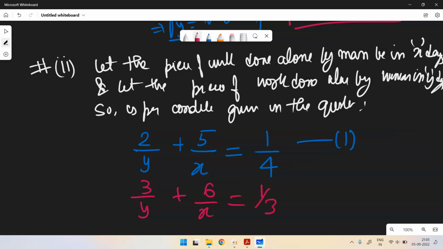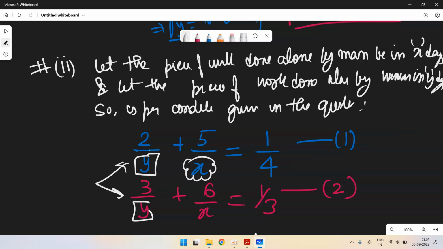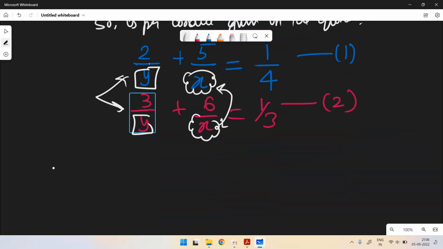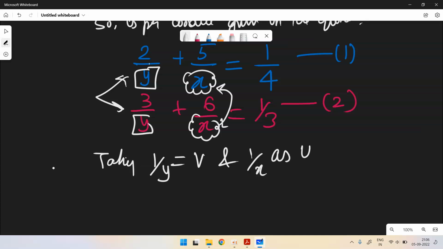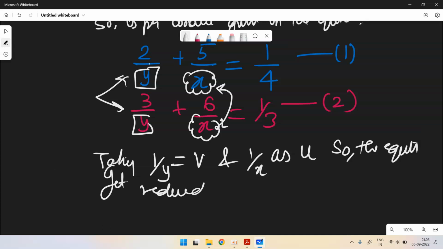1 by 3 days it gets completed. So this is my second equation. Now if you see this, there is 1 by x and 1 by y in the denominator in both the equations. So by now you must have understood what you need to take. Taking 1 by y as v and 1 by x as u, the equations get reduced to the linear equations given below.